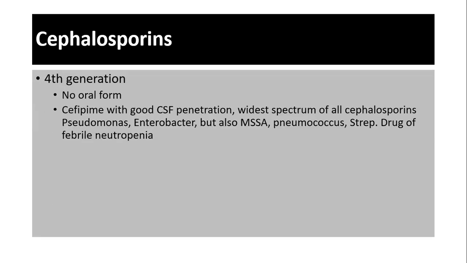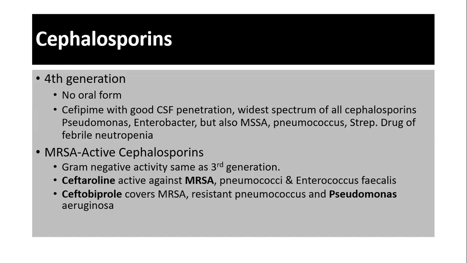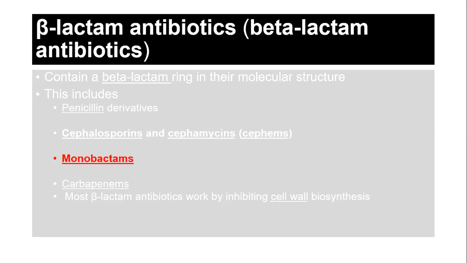Fourth generation has no oral form. It includes cefepime. Again, it has very good CSF penetration. It has the widest spectrum of all cephalosporins. It covers pseudomonas, enterobacter, MSSA, pneumococcus, strep, and that's why it's a drug of choice for febrile neutropenia. MRSA active cephalosporins have gram-negative activity the same as third generation, but they also have coverage for MRSA. Ceftaroline covers MRSA, pneumococcus, and enterococcus faecalis, while ceftobiprole covers MRSA, resistant pneumococcus and pseudomonas.